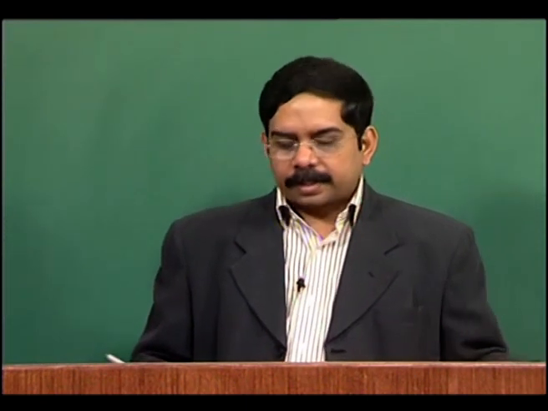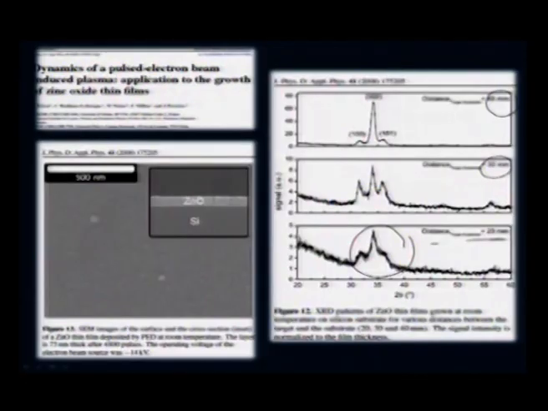This is a SEM image of zinc oxide that is grown on silicon. You can see how sharp an interface you can build using pulsed electron deposition. You can make either a polycrystalline zinc oxide film or a single crystalline zinc oxide film, depending on the substrate that you are choosing.